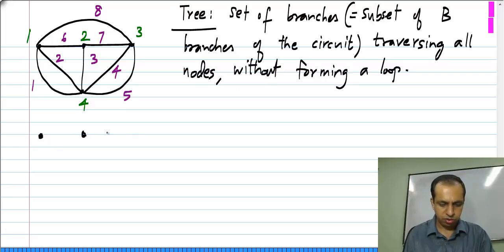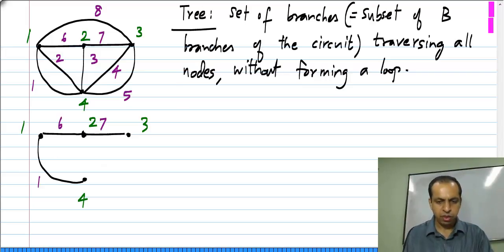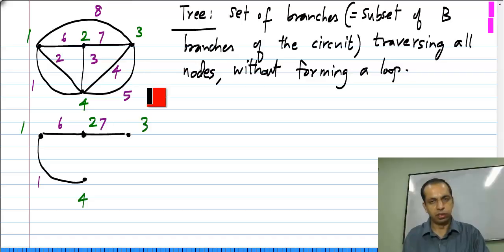So, these are the 4 nodes, and I will take branches 1, 6 and 7. So, 1, 6, 7. Clearly all 4 nodes have at least one branch, and there is no loop formed yet. Of course, this is not the only tree that is possible. There are so many others. You can just take this graph and then form them yourselves. I will show you just one other example.